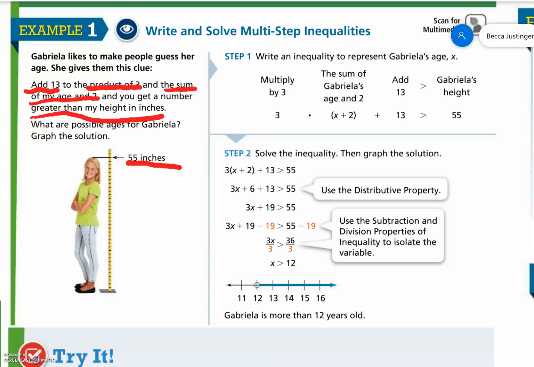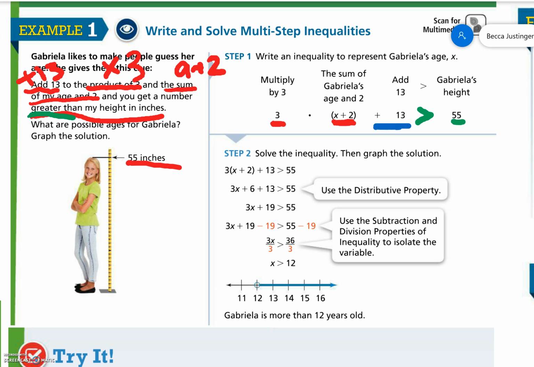So we've got to add 13. We know we've got to multiply something by 3, her age plus 2. So here's her age plus 2. We don't know what her age is. And here's where we multiply by 3. Here's where we add the 13, and we know it's got to be greater than her height. So that's why I use the greater than sign, and we know her height is 55.